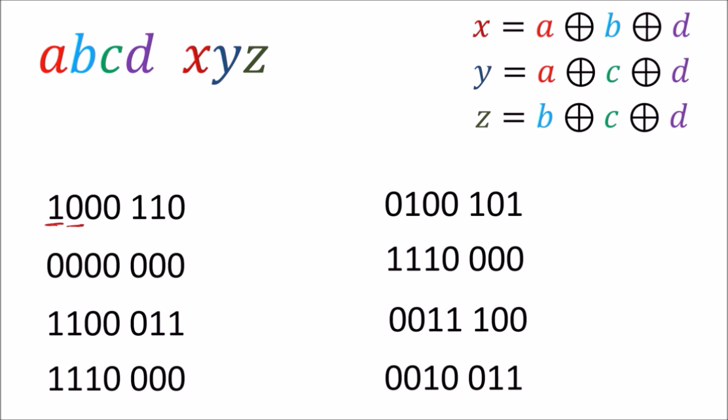For the X bit, we XOR ABD. For the Y bit, we XOR ACD. And for the Z bit, we XOR BCD. And we can do this on and on for all the 4-bit chunks and get a bunch of 7-bit code words ready for transmission. Now let's see if we can correct some errors.